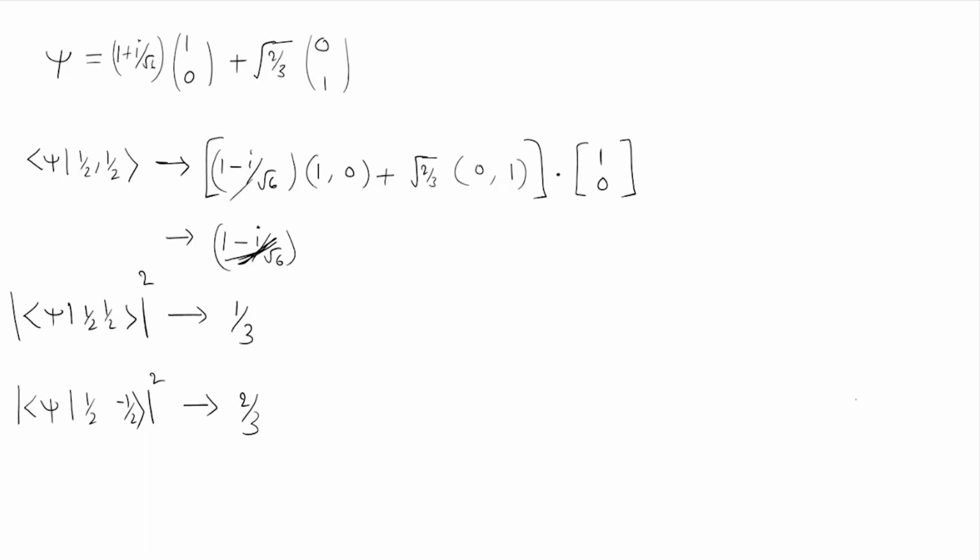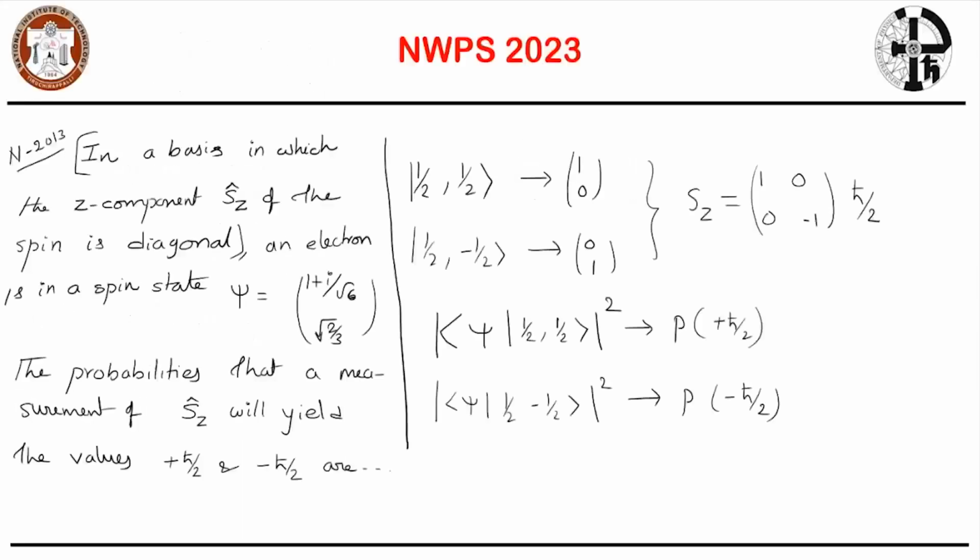Given a state, how do you find measurement probabilities? They give you a state and they tell you we are measuring this. What is the probability that you get this value or this value? So this kind of thing is very, very important. If you understand this, you actually understand quantum mechanics. The whole of quantum mechanics is in this expression.